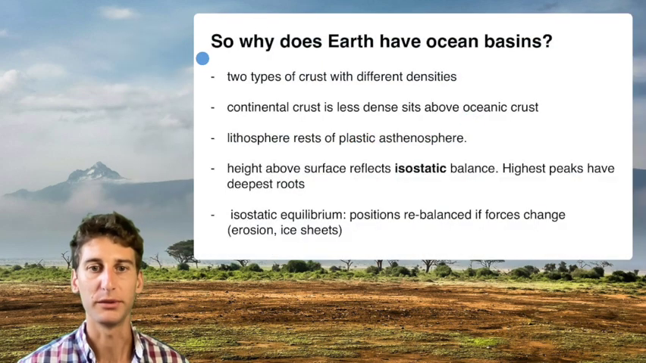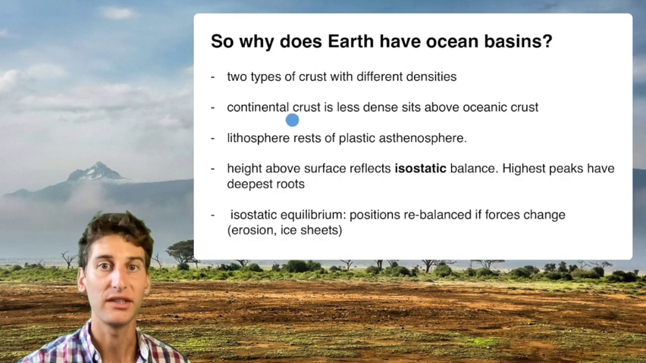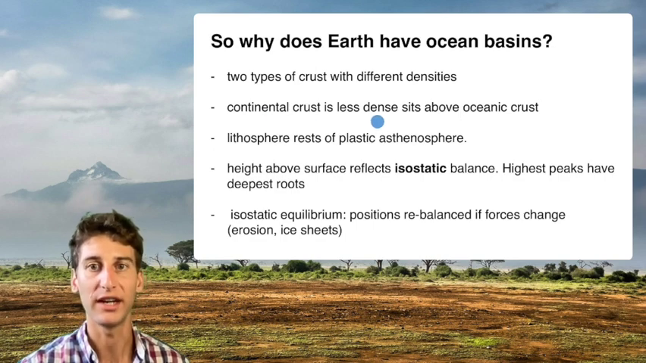Okay, so we started this video asking why does the Earth have ocean basins? And really it comes down to the fact that we have two different types of crust with two different densities and two different characteristic thicknesses. Continental crust is less dense than oceanic crust, and so it sits above the oceanic crust.